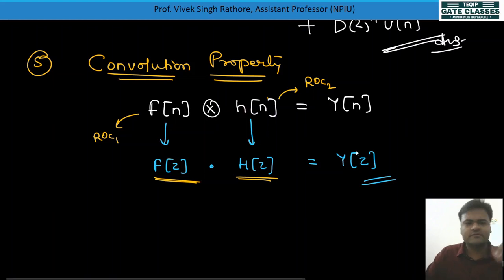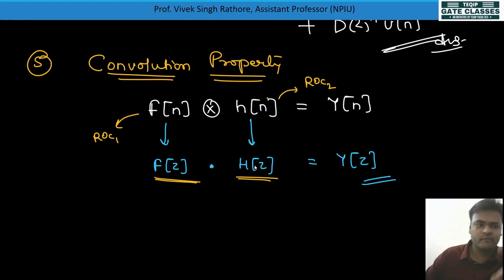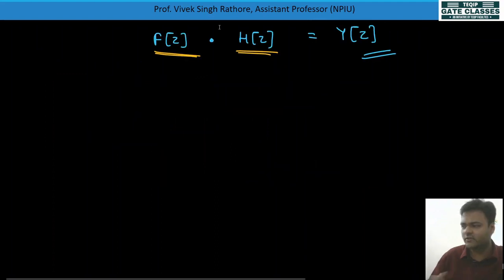See, f of z will have some poles, so that it has some ROC. It will have some poles. So what will be common, and what inverse Z transform will we take? We'll take the common ROC. Now we'll see one question, and try to understand what it is trying to say.